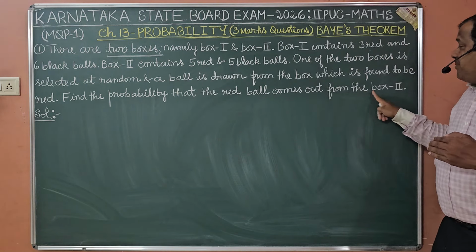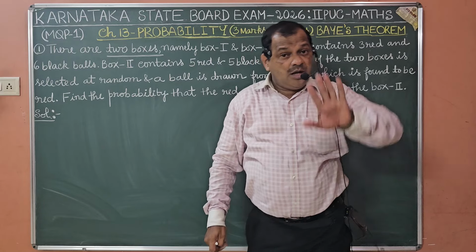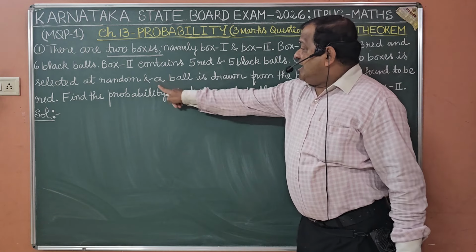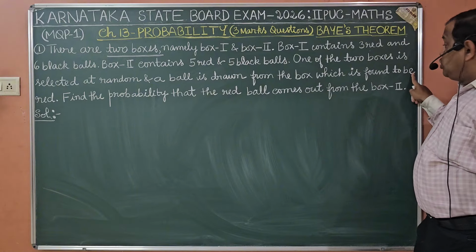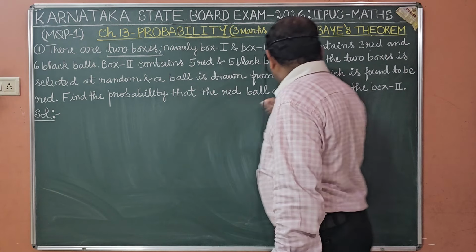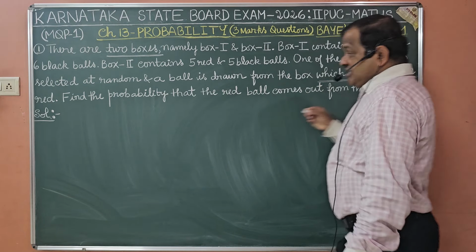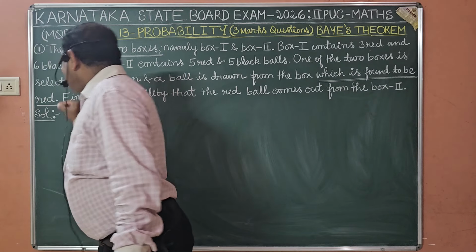Which is the last but one sentence? Say from here. Last but one sentence. One of the two boxes is selected at random, and a ball is drawn from the box which is found to be red. This is the special event, which is found to be red in color.